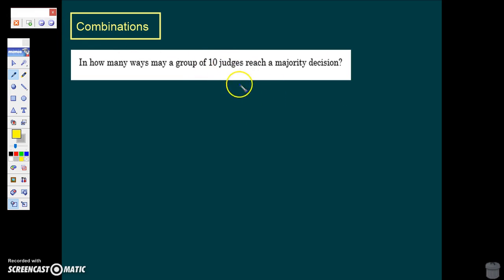In how many ways may a group of 10 judges reach a majority decision? So we have here 10 judges and they'll be voting on something. So to reach a majority decision, more than half of the judges should be agreeing on the same thing. So therefore, 6 judges is a majority decision, 7, 8, 9, and 10. So pretty much the answer is simply 6 out of the 10 judges, 10C6. This will be a majority decision. Also 10C7, and 10C8, and 10C9.